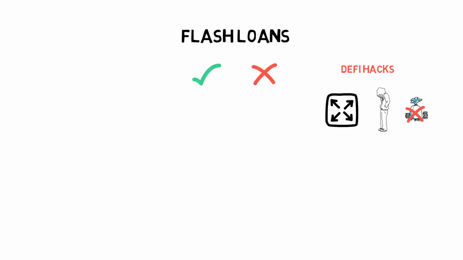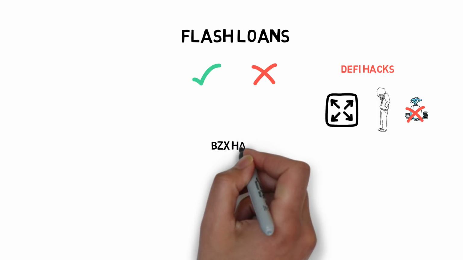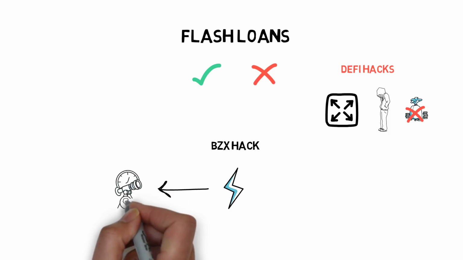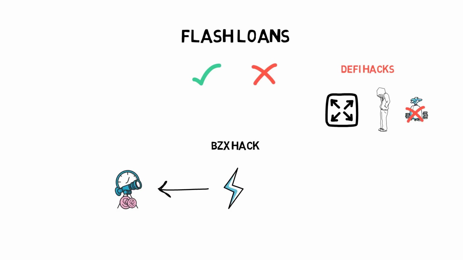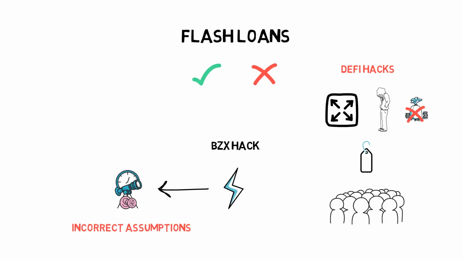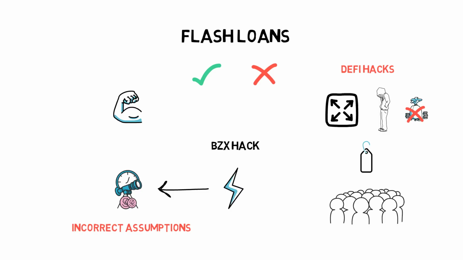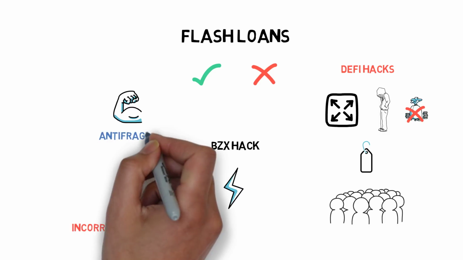One of the most famous hacks was the dYdX hack, where a flash loan was used to manipulate the Uniswap oracle price. As usual, the problem was not in the use of flash loans, but rather in some incorrect assumptions when it comes to using Uniswap as a price oracle. Events like this are sometimes costly for the people affected by them, but they usually result in the strengthening of the whole DeFi ecosystem, making it more and more anti-fragile in the future.